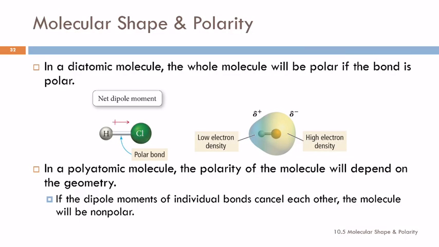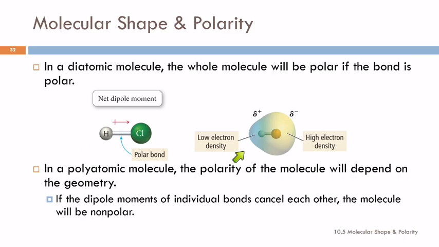We've talked about polar bonds where the electrons are not shared equally. In a diatomic molecule that has just two atoms, if the bond is polar, then the whole molecule is polar. So here's a hydrogen chloride molecule. Chlorine is more electronegative than hydrogen, and so chlorine hogs the electrons in this shared bond. So this end of the molecule is going to be a little bit more negative, and this end is going to be a little more positive.